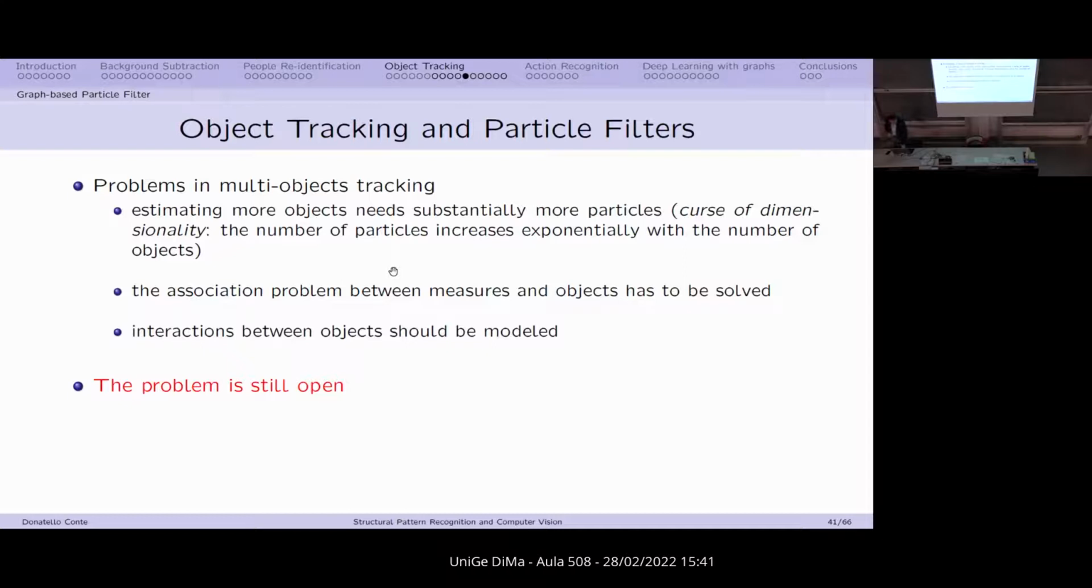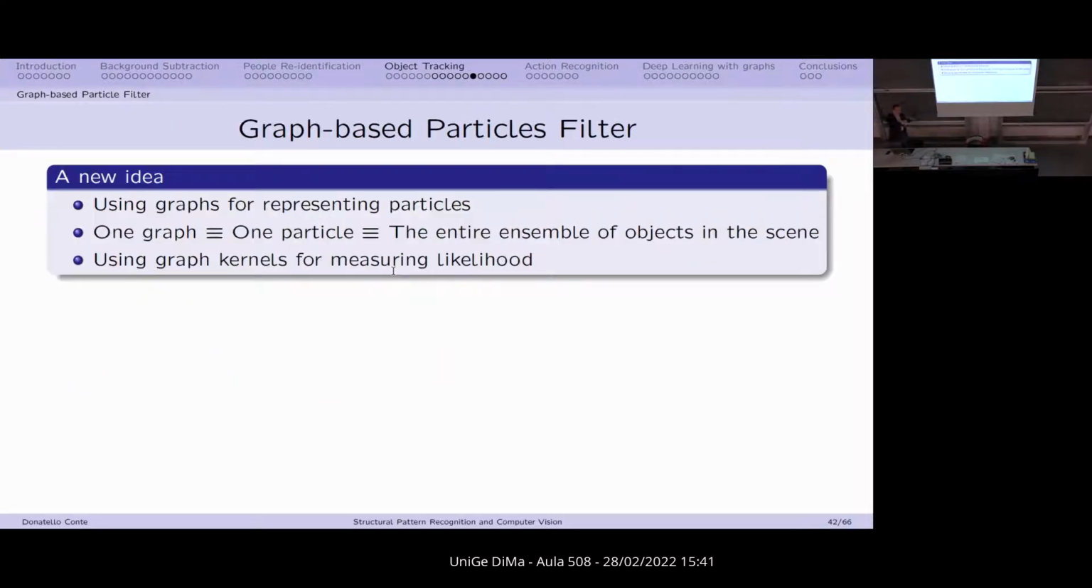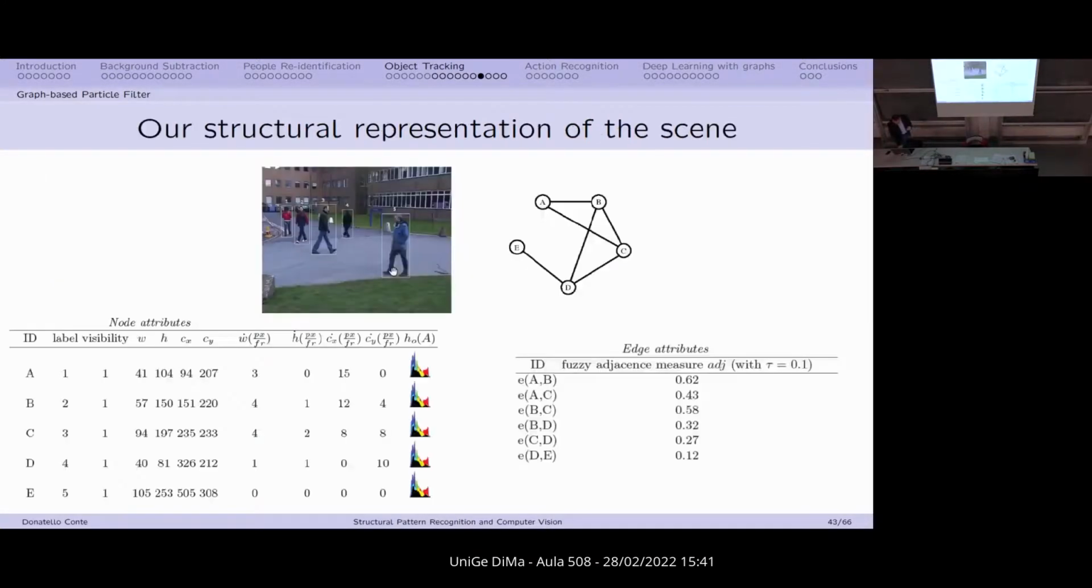So our idea was to use the particle filter, but in the context of graphs. For us, a particle was represented by a graph. Here there is the representation. In this case, we use one particle to represent the whole scene. In the classical particle filter technique, each object has its own particles. Here, one particle represents all the objects in the scene.